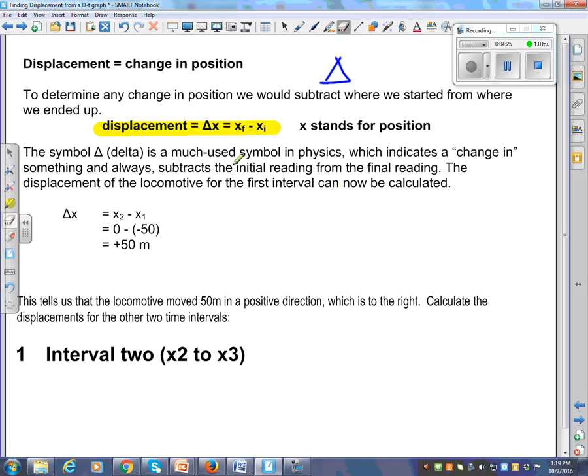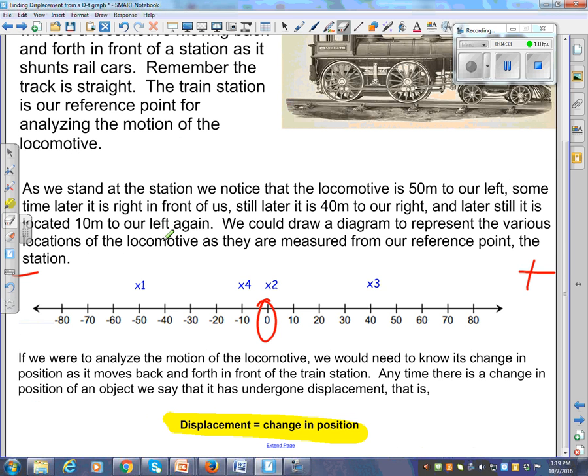Okay, so anyways, it's the initial reading from the final. The displacement of the locomotive for the first interval can now be calculated. So let's go back. What is position 1? Minus 50, and what's position 2? 0. Okay, so it's xf minus xi. Final, initial, so I'm going to go 0, position 0, minus 50.